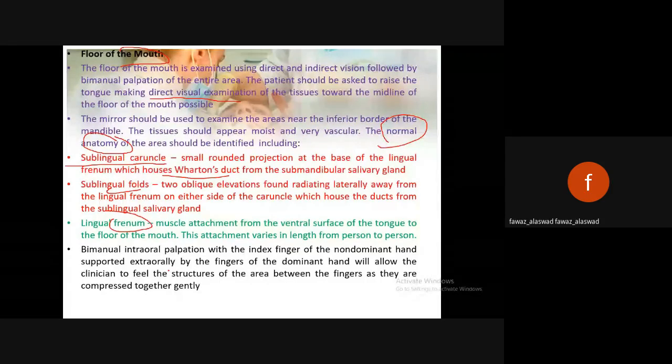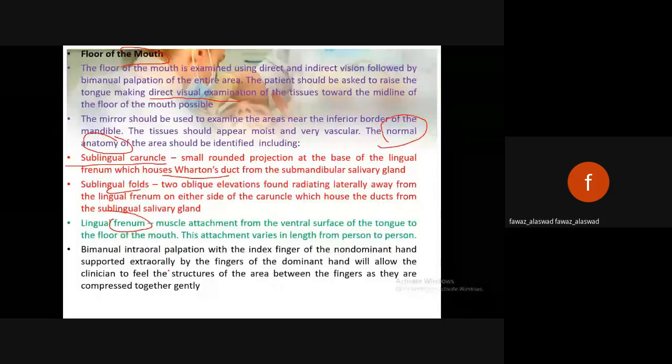I want to know whether the swelling is from the submandibular salivary gland or from the lymph node in the neck. This is called bimanual examination; we use both hands to see whether we can feel the swelling between the two index fingers. By the examination, we could confirm that the swelling is related to the submandibular salivary gland.